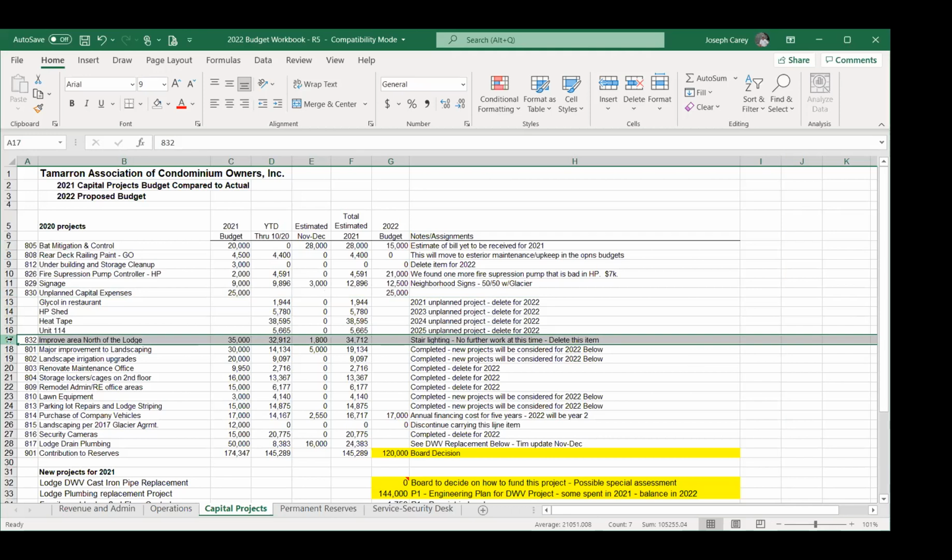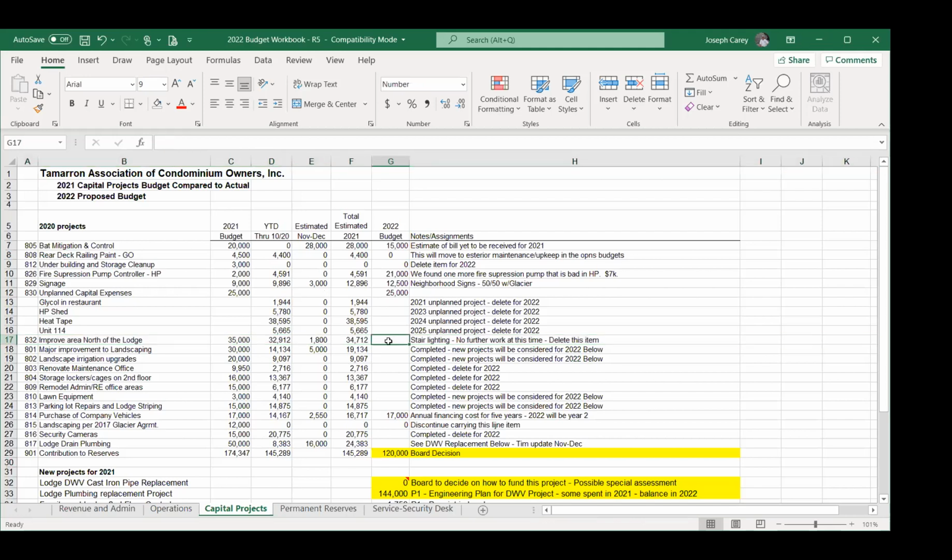Improve area, north area of the lodge. We did the landscaping work up there. And we believe we could do more with that area, put a gazebo or something like that up there, but in terms of what we're going to have to do with this budget, it's probably not a smart thing to put something in there. So we're going to delete that one for this year.